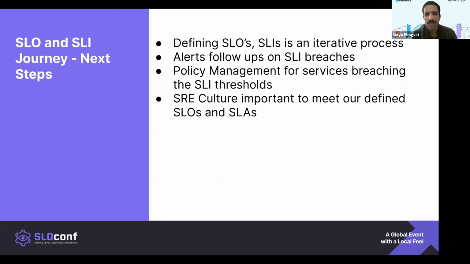SREs can follow up on the alerts and the SLIs, and we make sure we meet our customer-defined SLAs. At the same time, the SRE culture is very important. It's not enough if only SREs respond to the alerts. In the last 2-3 years at Harness, we made sure the SRE culture is imbibed into each engineer. The engineers are on pager duty. They get paged along with the SREs when we get alerts, and they take it to the conclusion. They even read the RCAs, and we have RCA postmortems and so on.